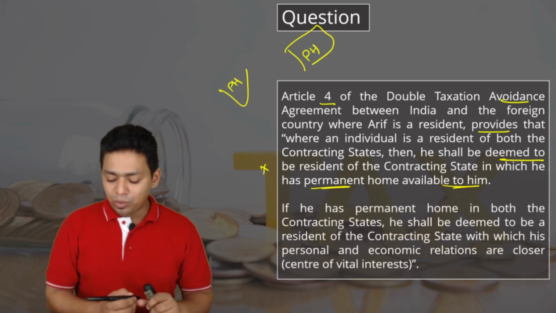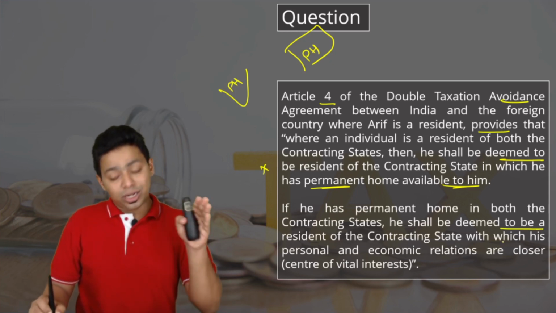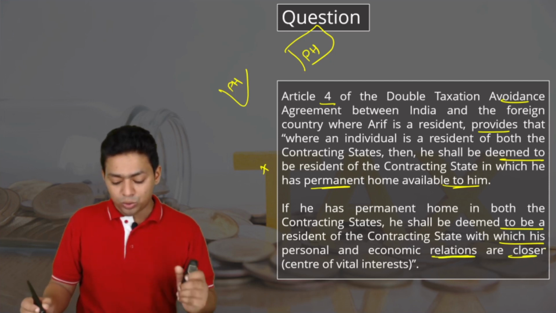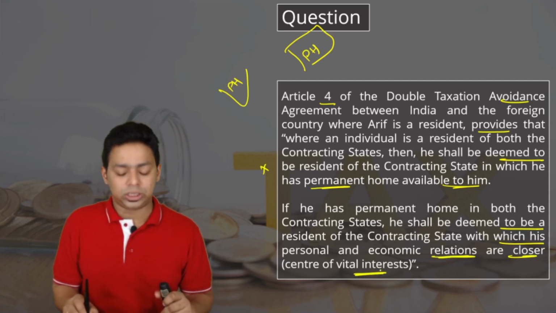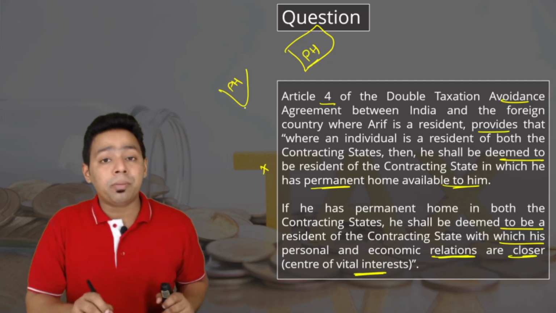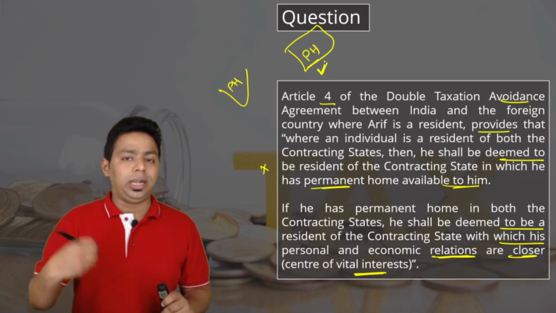If he has a permanent home in both contracting states, then he shall be deemed to be a resident of the contracting state with which his personal and economic relations are closer. That is the center of vital interest. It looks like, with the data given in the question, though he has a permanent home in both countries, in the foreign country he has more vital interest.